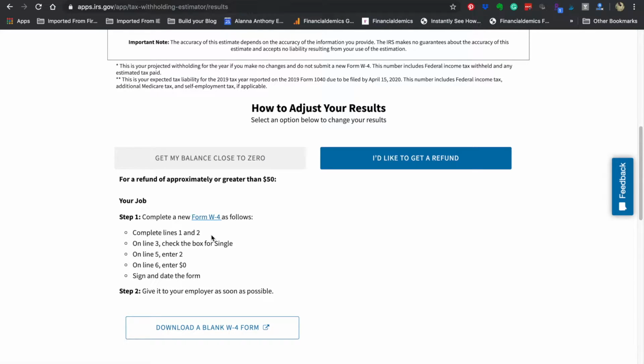Complete lines 1 and 2. On line 3, it's telling you to check the box for single. On line 5, it says enter 2. On line 6, enter 0. Sign and date the form. Give it to your employer as soon as possible.